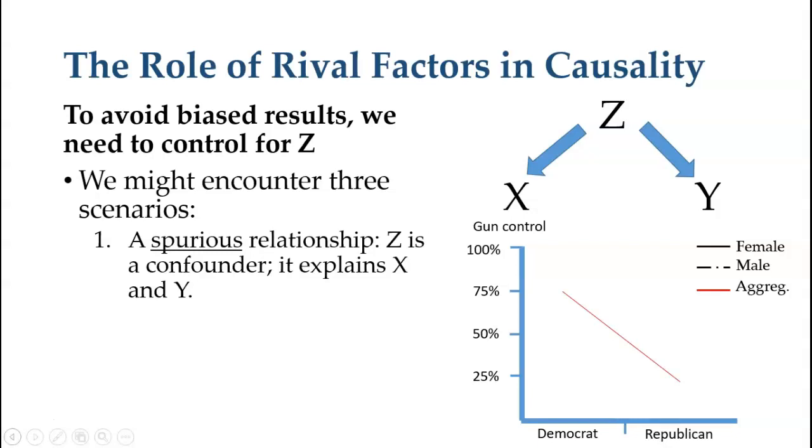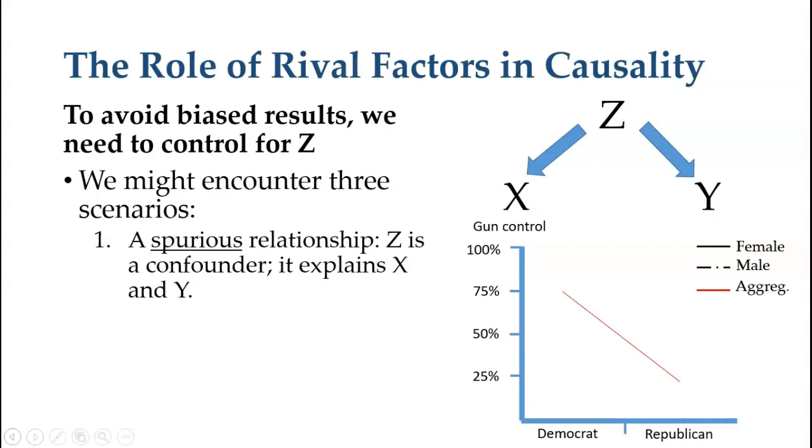But what happened when they controlled for a rival factor? For instance, alternative theories can say that it's gender that actually explains gun control. And they have an argument why women are supposed to be against the use of guns and supportive of stricter measures to control the use of guns in the United States, more than men.